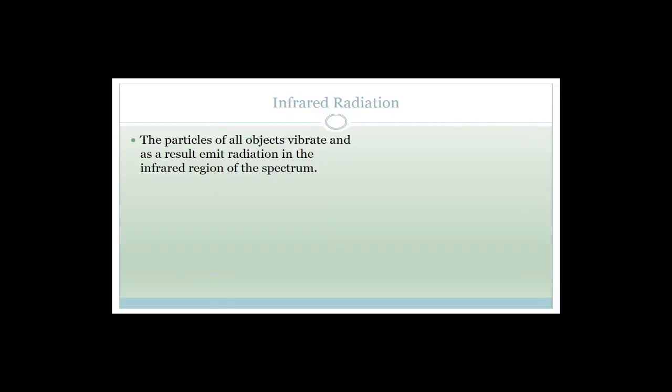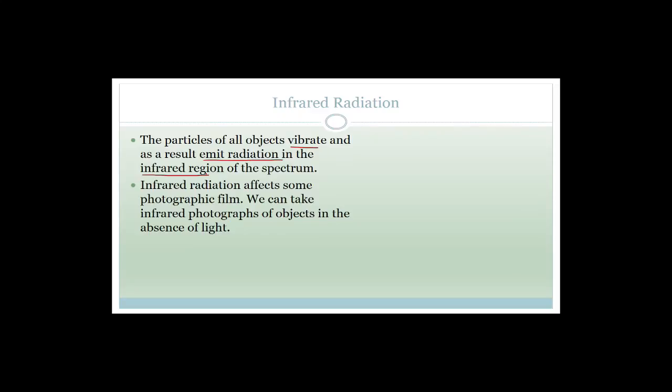Anyway, now let's talk infrared radiation. So remember what I said to you, that ultraviolet is the high energy one, okay? Whereas infrared is now lower. It's low energy. Yeah, the particles of objects vibrate and as a result emit radiation in the infrared region of the spectrum. So all particles of objects vibrate. We know this, okay? But some of them vibrate enough that they emit radiation. So infrared radiation affects some photographic film. So we can take infrared photographs of objects in the absence of light.